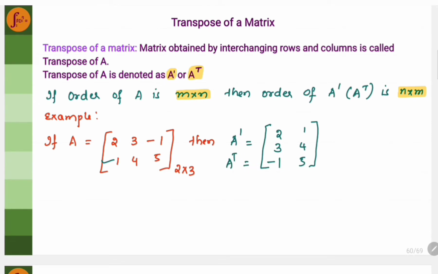The order also gets swapped. So here the order is 2 rows and 3 columns, 2 by 3. Here the order will become 3 rows and 2 columns, 3 by 2. So the order is swapped.